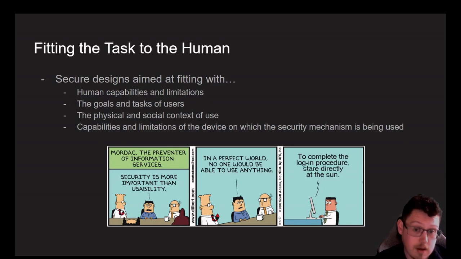We're also looking at the physical and social context of use. As working conditions have changed over time, we've got remote working now, especially since lockdown. There was a massive uptick in remote working, and we also have mobile devices, and the whole working environment is no longer centralized in an office. You go to work, you do your work there, then you go home. Now the context is much wider, and some of the processes may need updating to reflect the new use. There have been some incidents that I'll talk about in a bit where this becomes relevant. And after that, we're looking at the capabilities and limitations of the devices which the security mechanism is being used on.